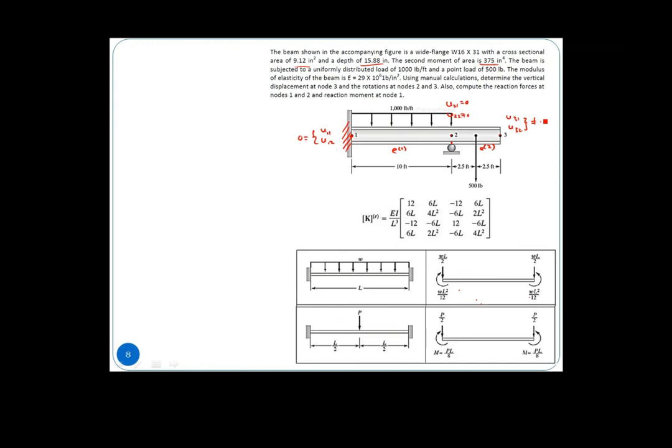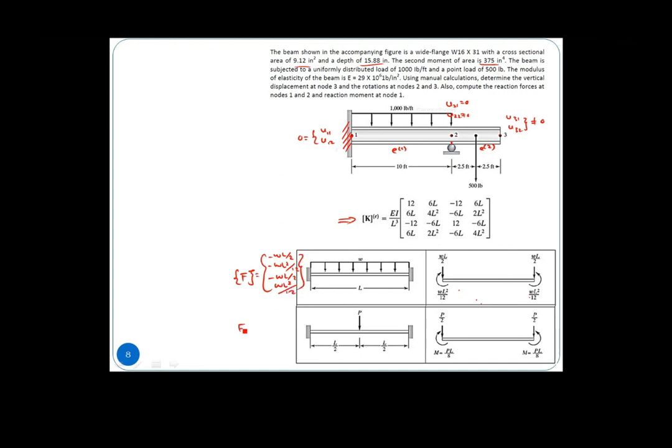So in this case, probably we can make use of what we have derived previously, the elemental stiffness matrix for a beam itself, as you see here. Then the load matrix for distributed load will be as you see here. That will be negative WL over 2, negative WL square over 12, negative WL over 2, WL square over 12, right?